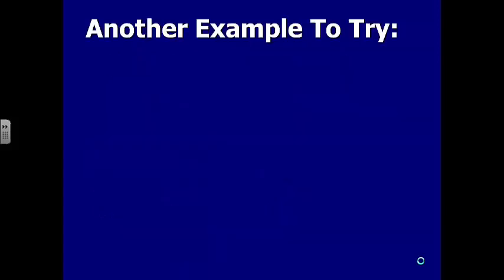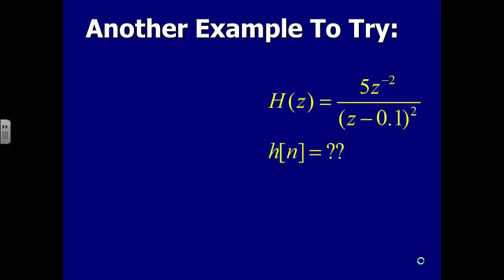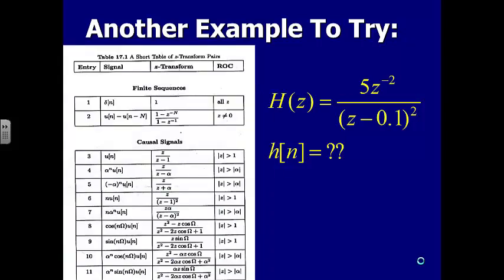All right. So again, usually we're not going to worry about that, but just to keep the mathematicians happy, we do have a way to say we're going to pick out the causal form because we're usually dealing with causal and stable systems. Okay, so a different one. There's an H of z equals 5z to the minus 2 over z minus z squared. Now, which one are we going to pick out of the table?